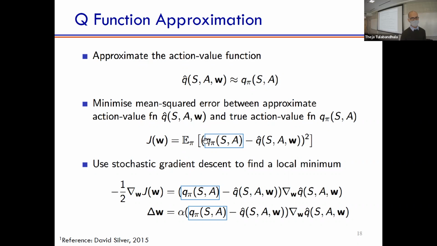If you look at this expression, if you take the negative one half the gradient of J with respect to W, then it's something, A minus B, the whole square. So that's the term here, and then you also have the gradient of Q hat, which is still a function of W, with respect to W.